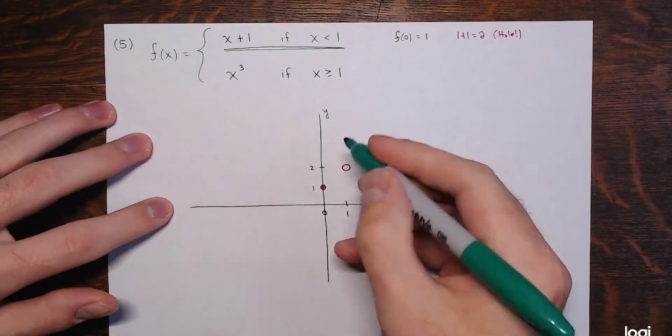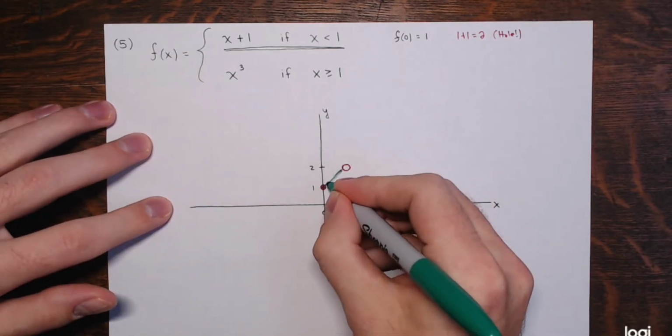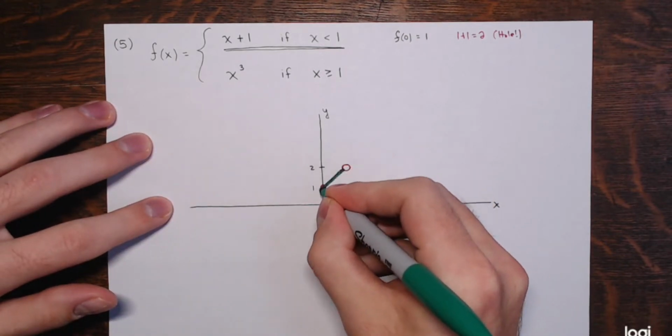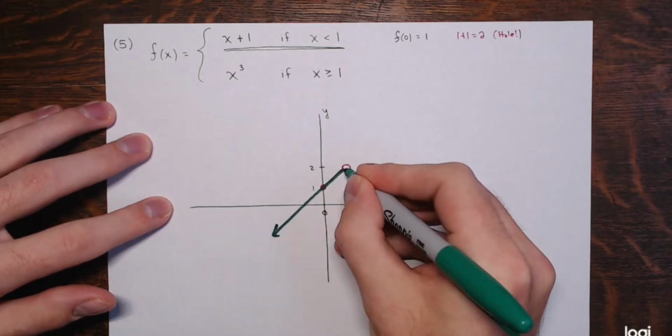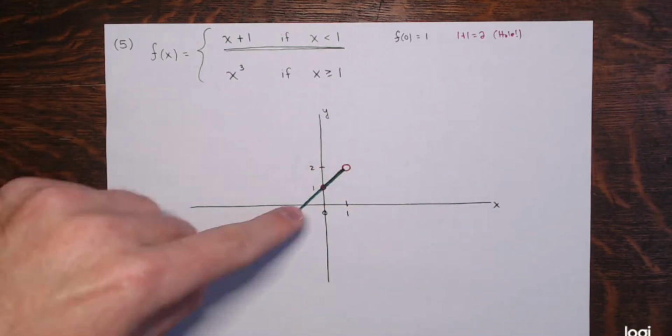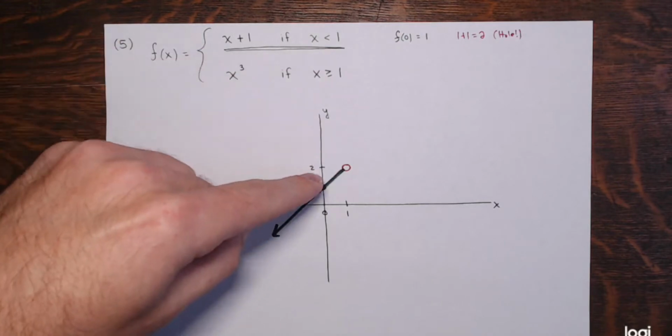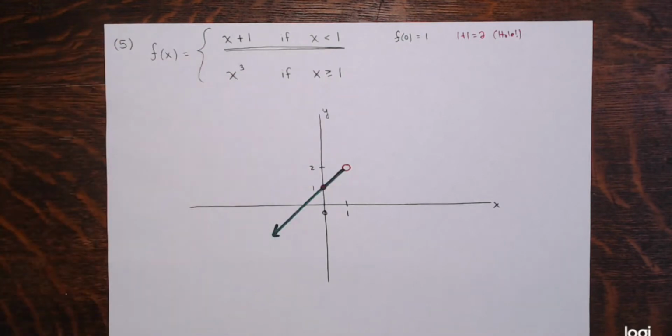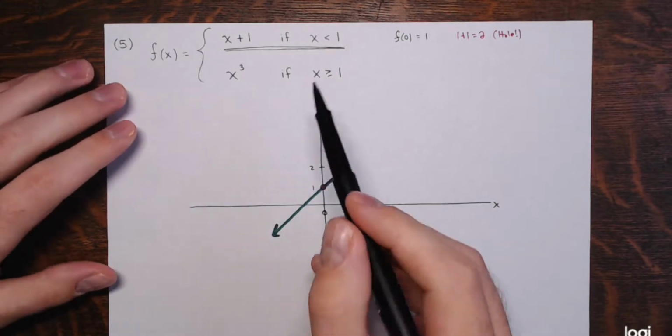Y equals x plus 1 is a linear function, so the rest of it's a line. If I go from right to left, that'll be from the open point to the left there. So there's a picture of that line, but only where x coordinates are less than 1. All right, now for the second piece.